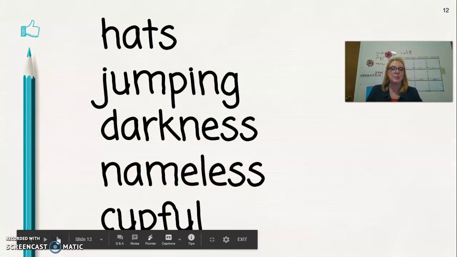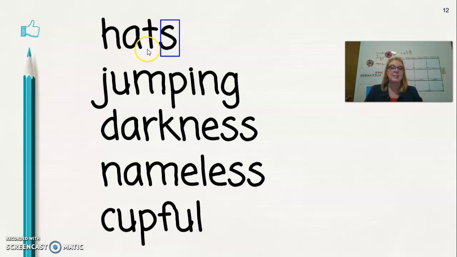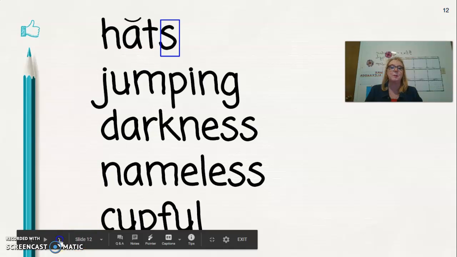Now we're back to these words again. Can you identify the suffix in each of these words? All right, now can you code it with me? So, what kind of a syllable is this? We have a vowel and a consonant. Yep, we have a closed syllable. Let's mark it with a breve.